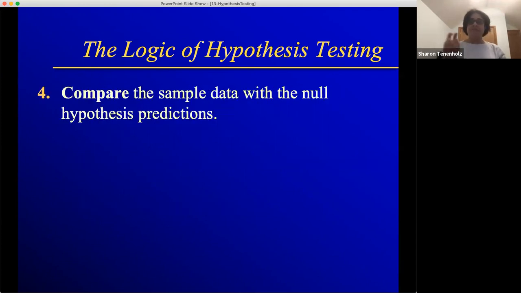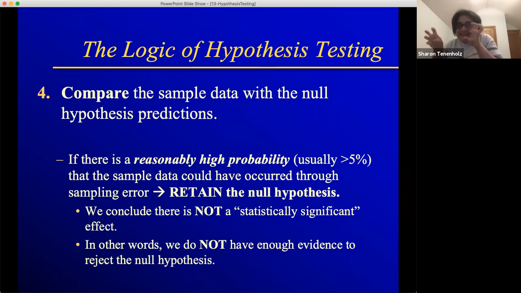We are going to compare the sample data, what we actually observed, with the predictions that are made by my null hypothesis. And we're going to determine what is the probability of seeing the data I'm seeing if my null hypothesis is true.